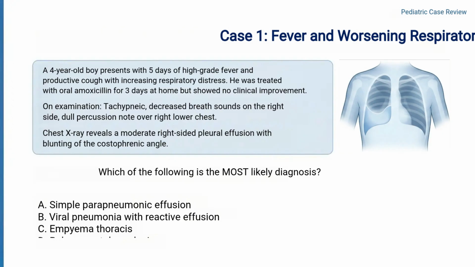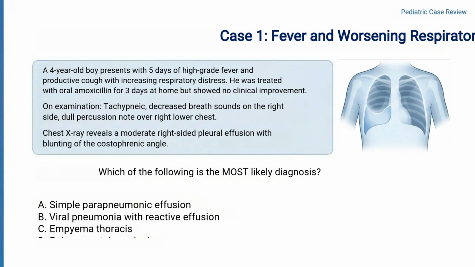Let us begin. Case 1. A 4-year-old boy presents with 5 days of high-grade fever and productive cough with increasing respiratory distress. He was treated with oral amoxicillin for 3 days at home, but showed no clinical improvement. On examination, he is tachypneic, with decreased breath sounds on the right side and a dull percussion note over the right lower chest. Chest X-ray reveals a moderate right-sided pleural effusion with blunting of the costophrenic angle.